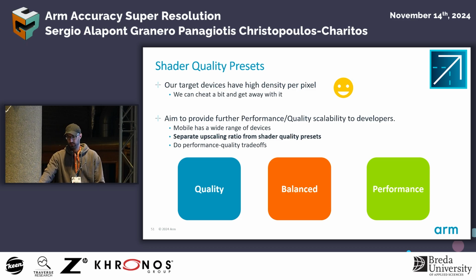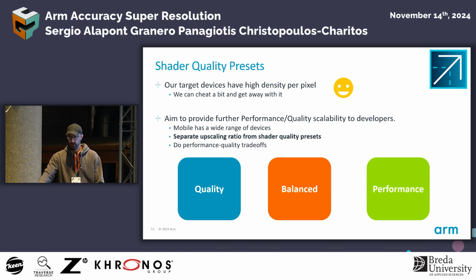For that, we decided to introduce what we call shader quality presets. These presets are orthogonal to the upscaling ratios, and I'm mentioning that because some popular upscalers use the terms quality, balanced, and performance for the upscaling ratios. In our case, it's not that. Quality is the authentic FSR2 experience, but optimized for mobile. It's for high-end content without any quality compromises.